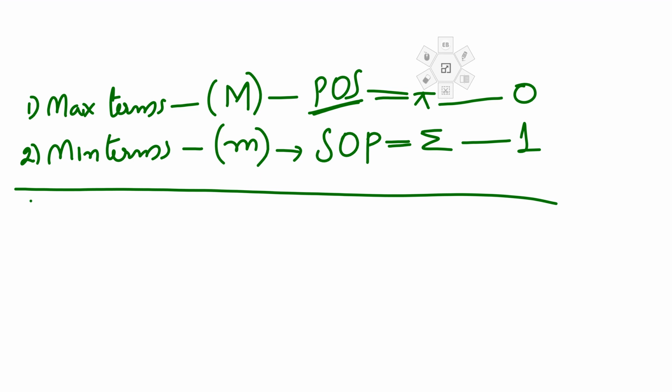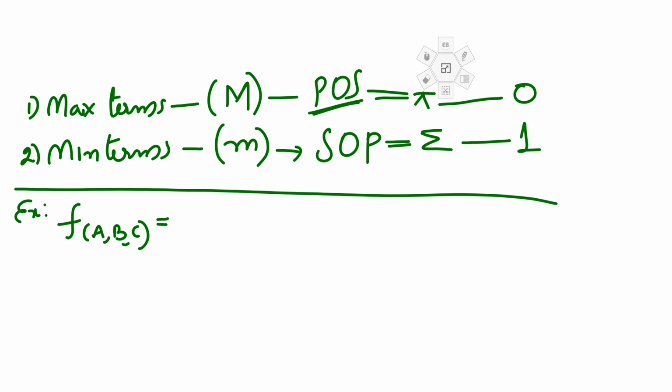So I will take one example here. I am writing one function, and you have to tell me whether this is min term values or max term values. f of a, b, c. 3 variables are there. By using 3 variables, how many values are possible? 2 power 3, that means 8 values. 0 to 7 values are possible.